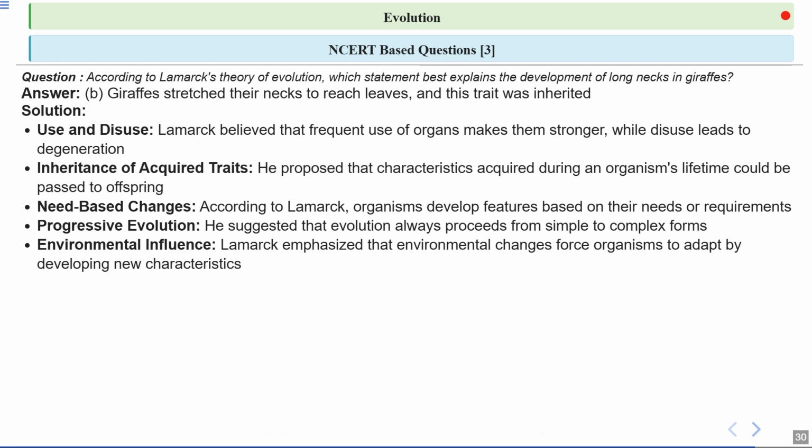Lamarck emphasized that environmental changes force organisms to adapt by developing new characteristics, like in the case of the giraffe. Okay, long necks in giraffe. So there was an environmental change. Now the leaves were present on very tall trees. So this forced the giraffe to stretch its neck to reach the leaves.